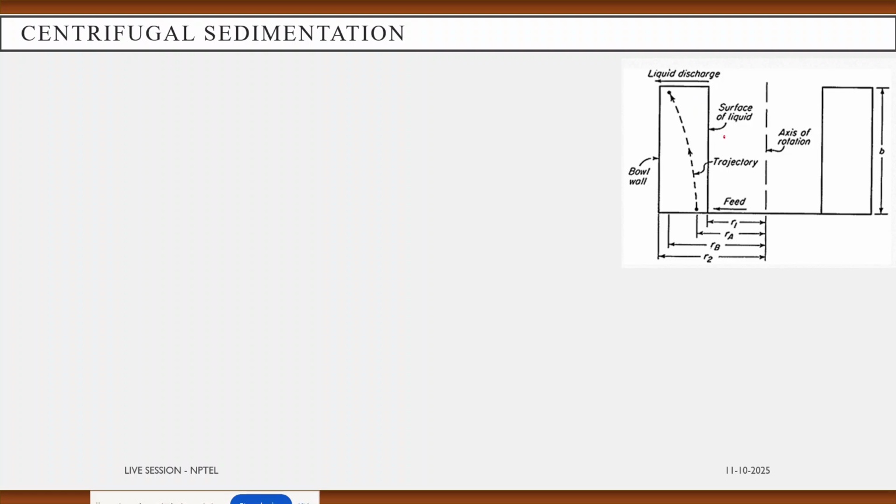Here the feed is introduced from the bottom. R1 is the liquid free surface, RA is the initial position of the particle, RB is the final position of the particle, and R2 is the bowl actual radius, and this one is the axis of rotation. So the particle, in its settling trajectory, was initially at RA and it will settle down at RB.